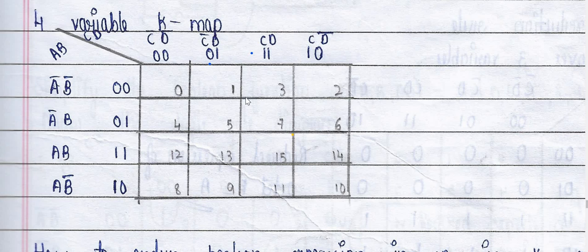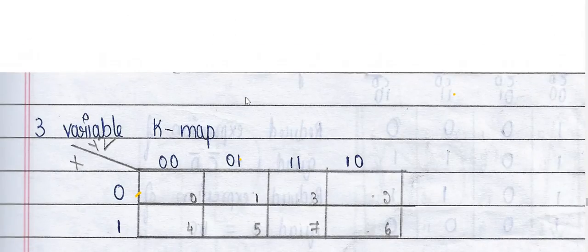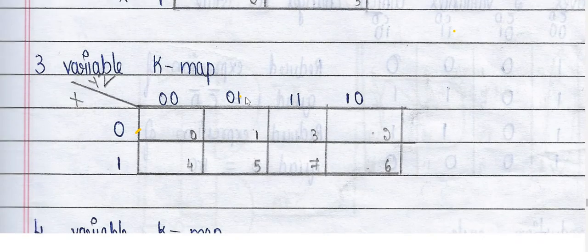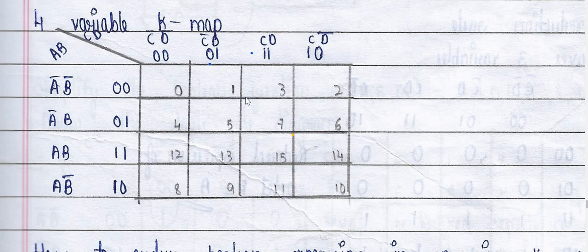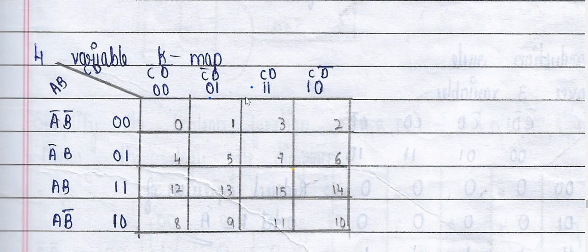In a 2 variable K-map, we use 2 to the power 2, that is 4 cells. In 3 variable, 8 cells. In 4 variable K-map, 16 cells, that is 0 to 15. What is the equivalent representation of 15? 1 1 1 1. Check this 15: the left side of 15 is 1 1, and the top side of 15 is 1 1. That is 1 1 1 1 means 15. Like that we can represent.